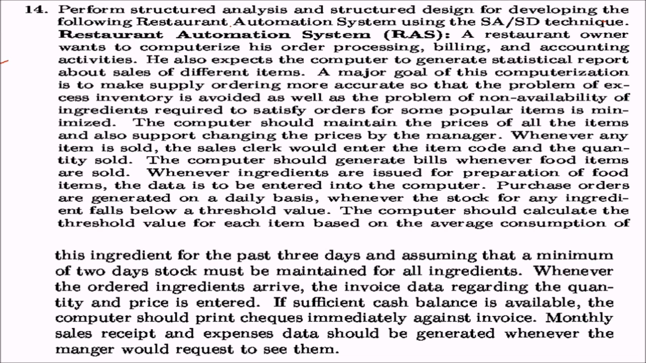So whenever ingredients are issued for preparation of food items, the data is to be entered into the computer. Purchase orders are generated on a daily basis. Whenever the stock of any ingredient falls below a threshold value, the computer should calculate the threshold value for each item based on the average consumption of this ingredient for the past 3 days, and assuming that a minimum of 2 days stock must be maintained for all ingredients.